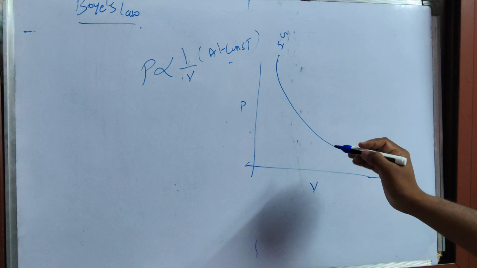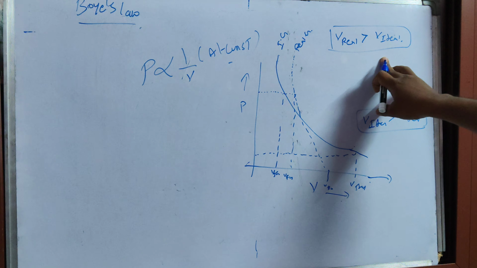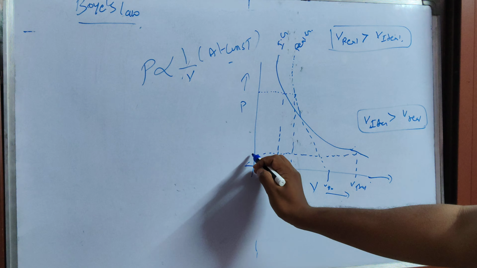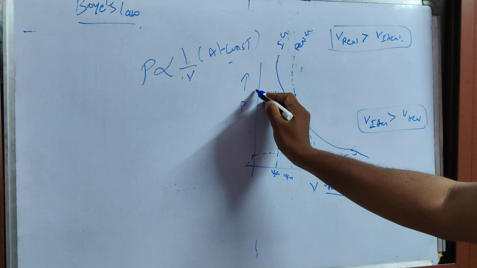What you have observed here: at high pressure, the volume of the real gas is greater than the volume of the ideal gas. At low pressure, we have two different pressures. At this low pressure, the volume of the ideal gas is greater than the volume of the real gas. This is what we have to observe.